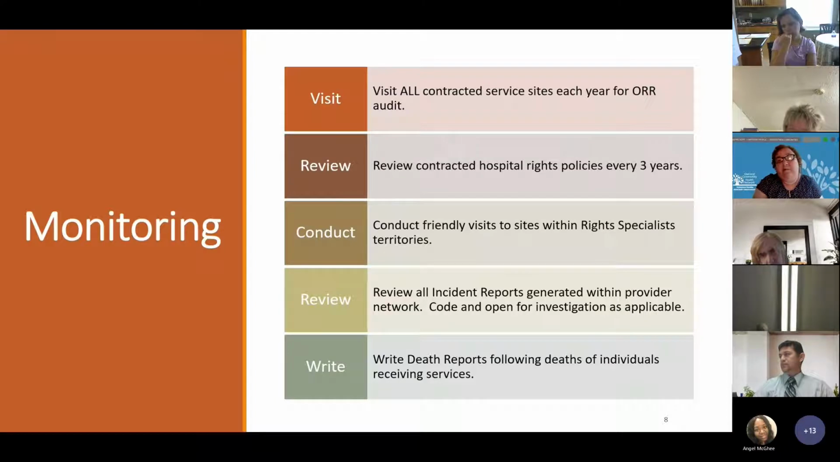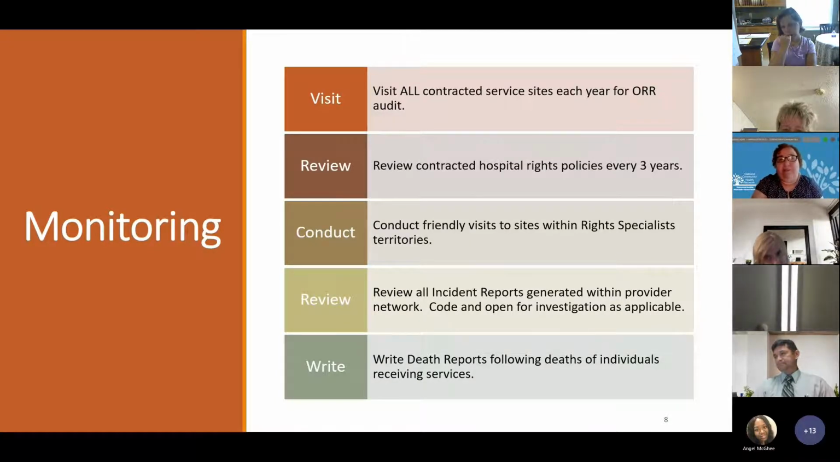One of the things that we're responsible for right now is looking at our contracted hospitals, particularly when it comes to their rights policies. So every 3 years, my team does an in-depth deep dive into hospital policies. And we make sure that those hospital policies are consistent with what the state requires, what the law requires, and what OCHN requires.